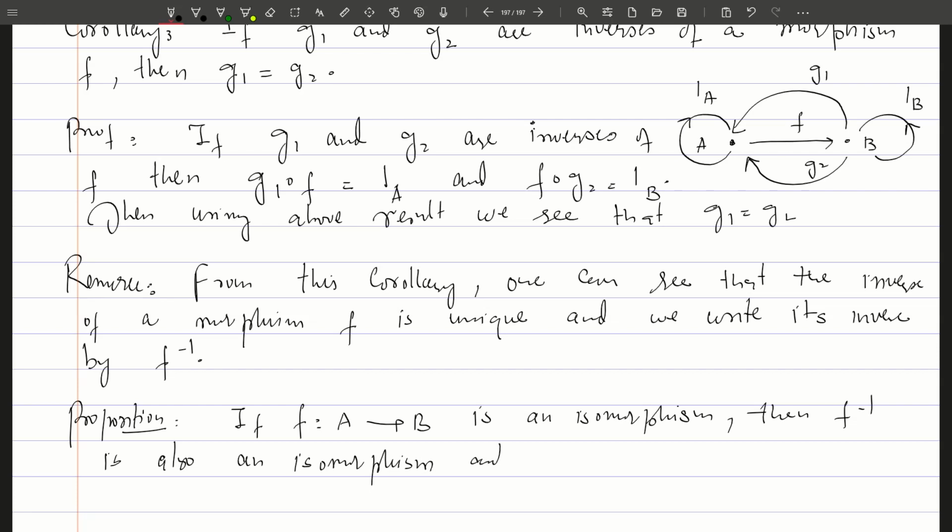And the inverse of f inverse is f itself. So let us call this item first, and item second is, let us go to the next page. So we have item second here. It says that if f is a morphism from A to B and g is a morphism from B to C, so suppose they are both isomorphisms.